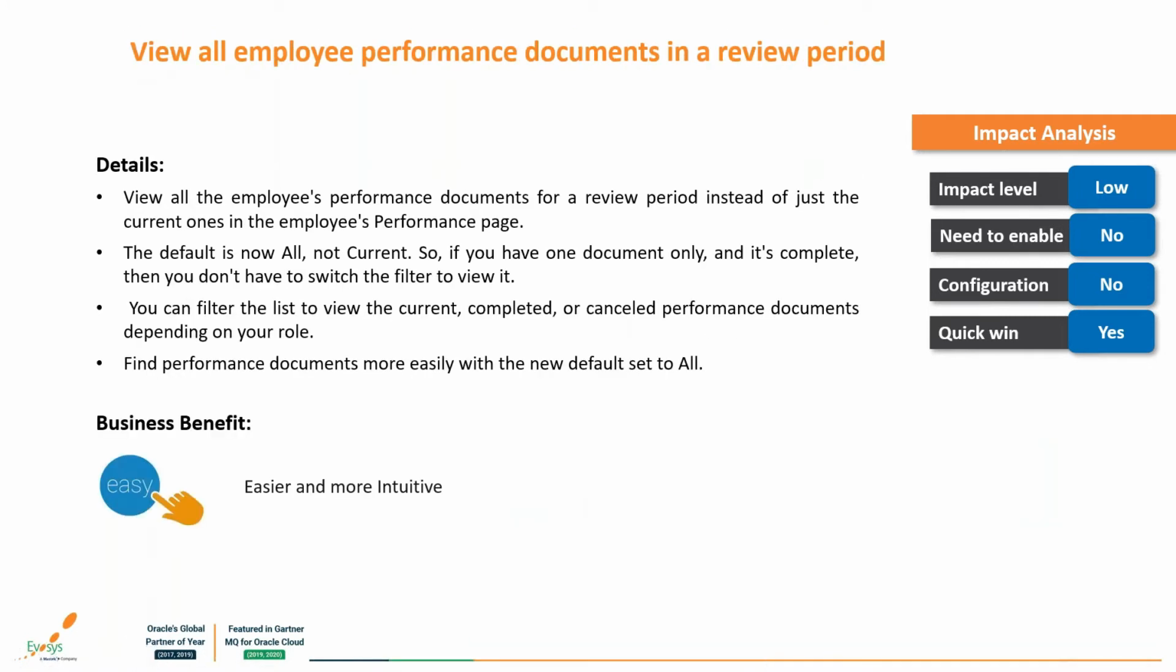So now in 21B upgrade, this default filter has been changed from current to all. So when an administrator goes to that screen to search the performance document for an employee, whether it is current, completed, or cancelled, the HR administrator will be able to see all the performance documents of that particular employee. Of course, you can change the filter to current, completed, or cancelled. The business benefit is that it will help the HR administrator to find performance documents more easily with the new default set to all.